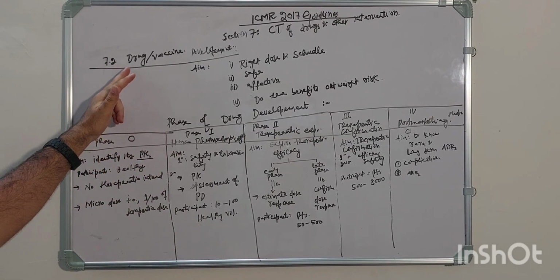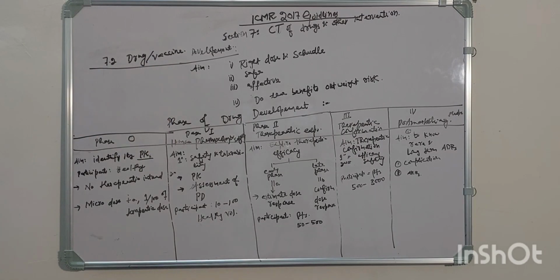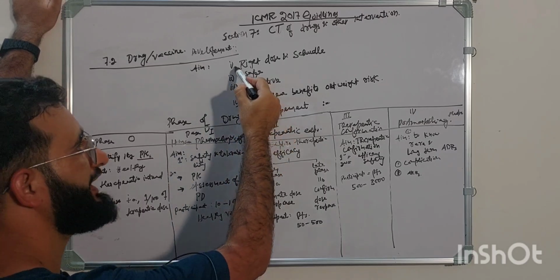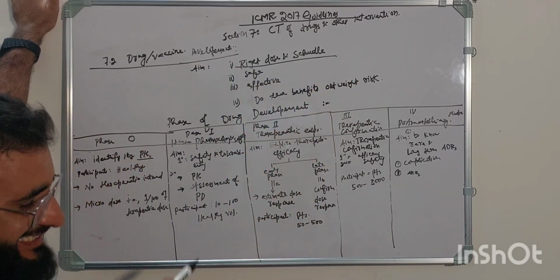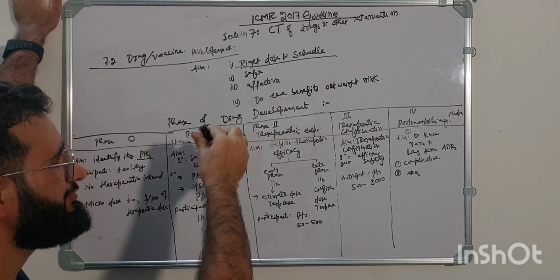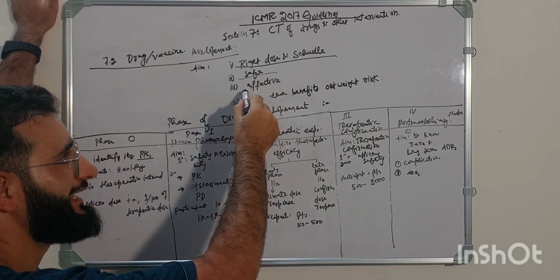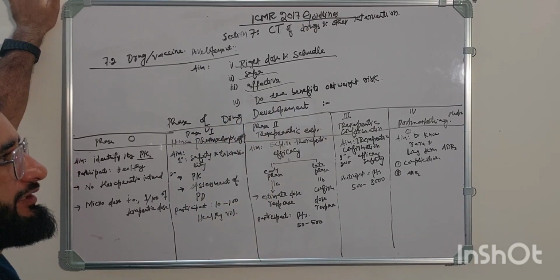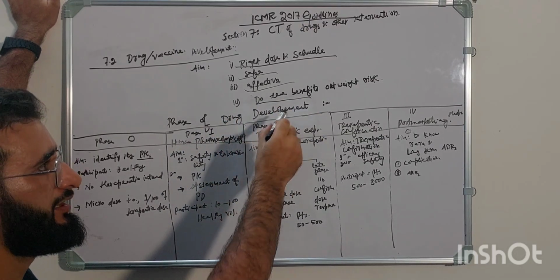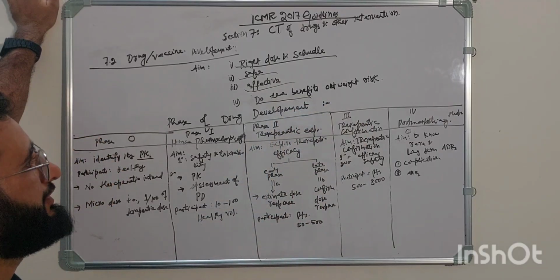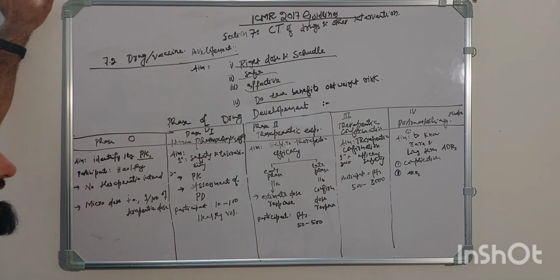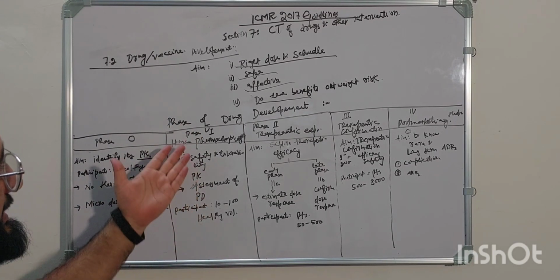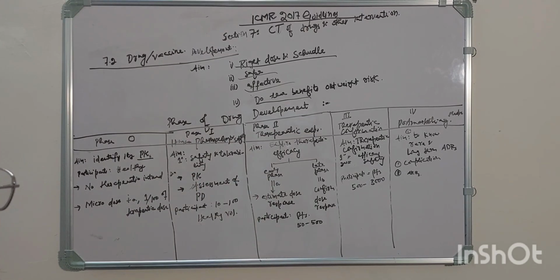The first intervention they have discussed is drug or vaccine development. See, the aim of clinical drug or vaccine development is to find out the right dose and schedule. This is as per the ICMR document. And then the safety and efficacy of the drug or vaccine, and then we have to see the risk and benefit. If the benefit outweighs the risk, then it is a useful intervention. Then ICMR has discussed the phases of drug development.